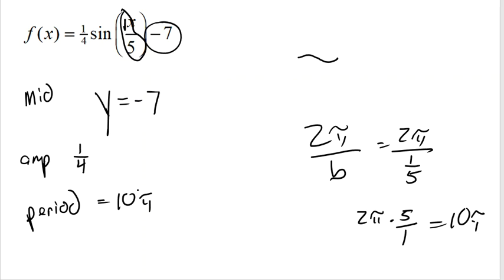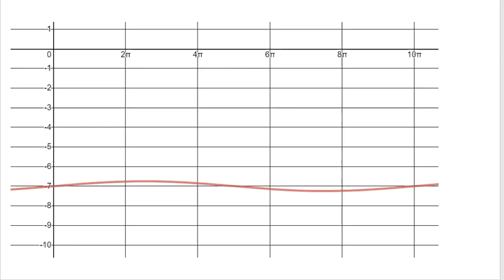Typically, sine occurs from 0 to 2 pi. Now it takes 0 to 10 pi to create this graph. So here's a look at it. And again, look how flat it is. It's very flat. You see the midline is here at -7. And from that midline, I only go up a quarter, very small amount, and I go down a quarter, very small amount. And look how drawn out this is.